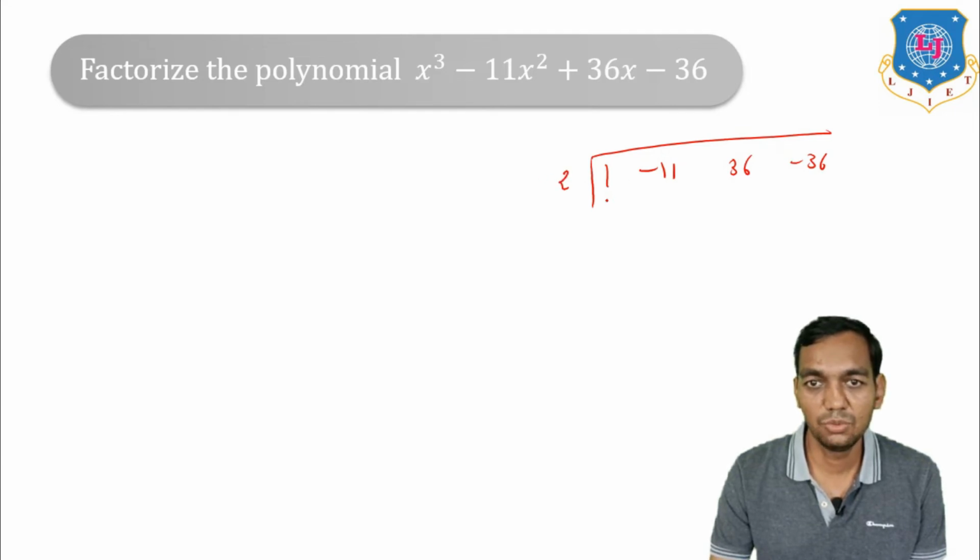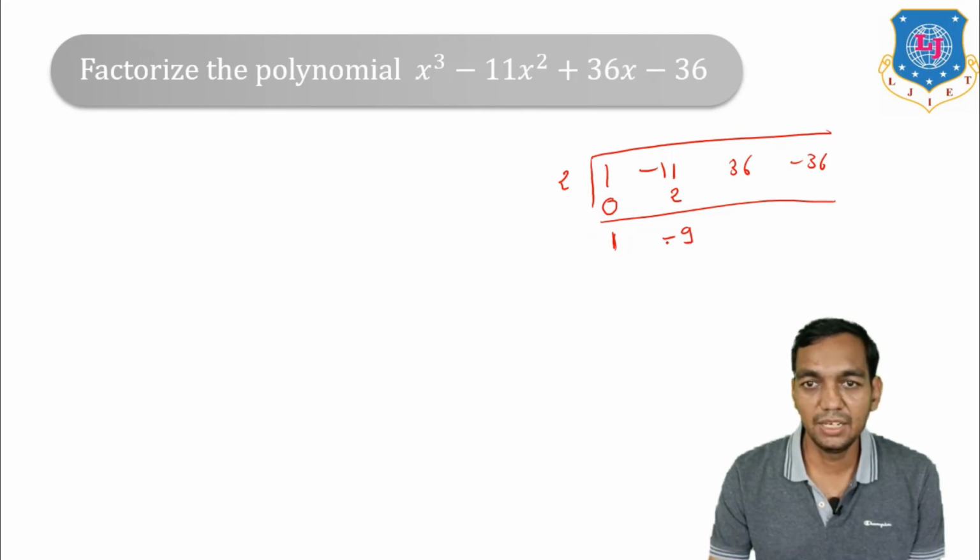First we are starting with 2. Here first we always have to put a 0. Now the addition of these two terms will be here. So 1 plus 0, that will be 1. If you have 2, then 2 plus 0 will be 2. Now this term into this term, that means 2 into 1, that is 2. That you have to write down here. Now minus 11 plus 2, that will be minus 9.